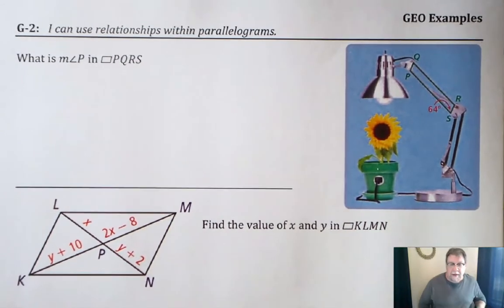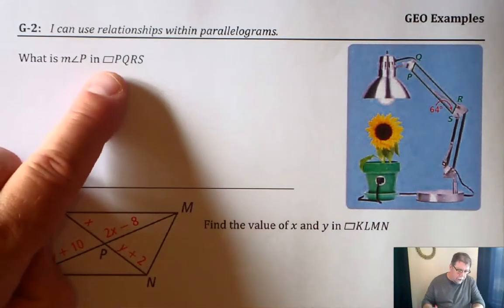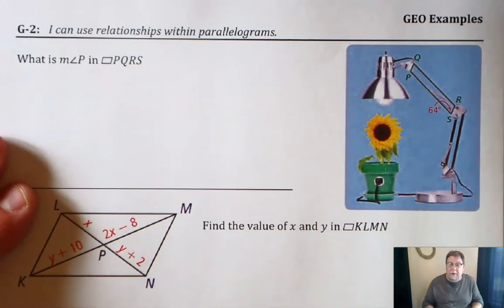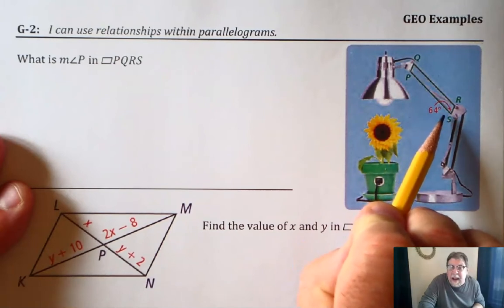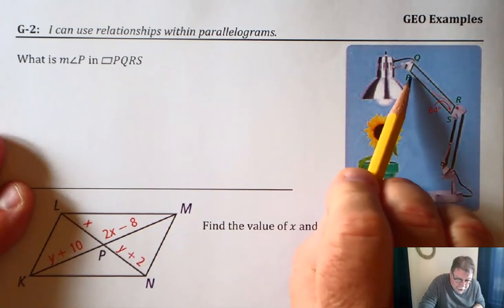And then we talked about something that had to do with several parallel lines. We'll get to that in another example here. So the first question is, what is the measure of angle P in the parallelogram PQRS? And it's sort of hidden up here in this picture. PQRS is up here. This angle is 64 degrees. Angle P is over here.